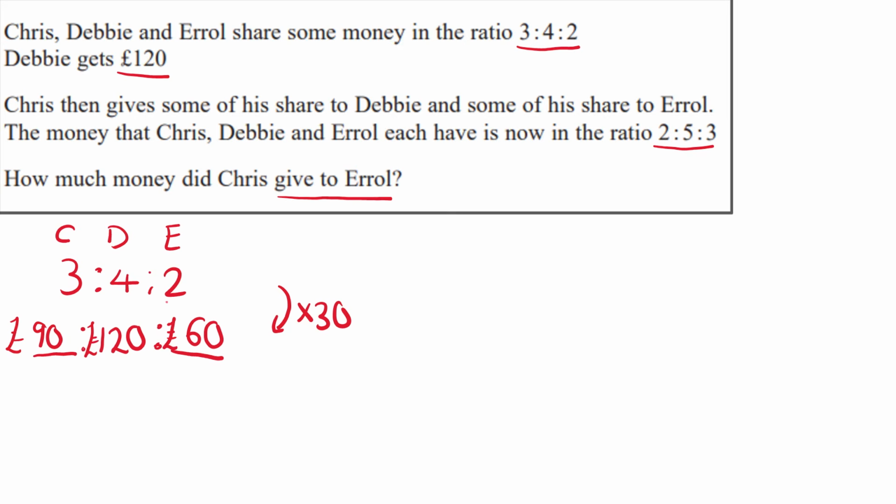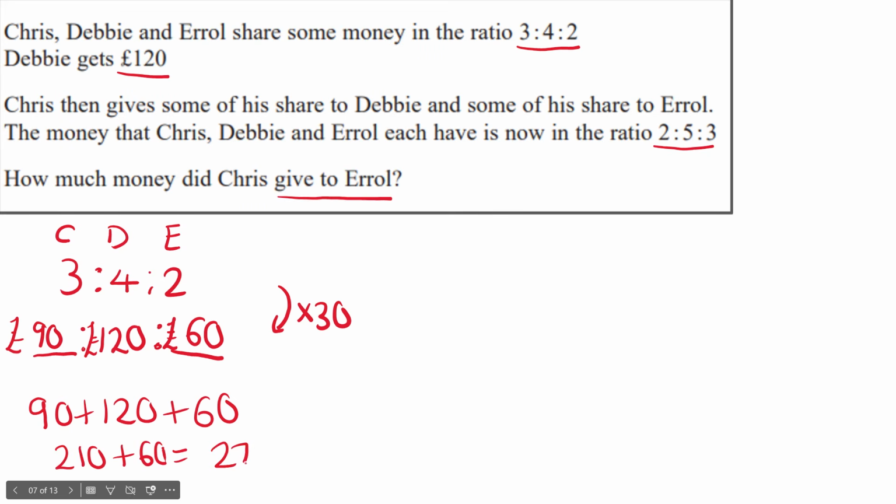Now, in the next part of the question, it says that Chris gives some of his share to Debbie and Errol. If Chris gives some of his money away, the total amount that all 3 people got does not change. Therefore, let's work out the total that they all shared. So 90 add 120 add 60. 90 add 120 is 210. 210 add 60 equals 270. So this amount here represents the total amount that all 3 people shared at the beginning.